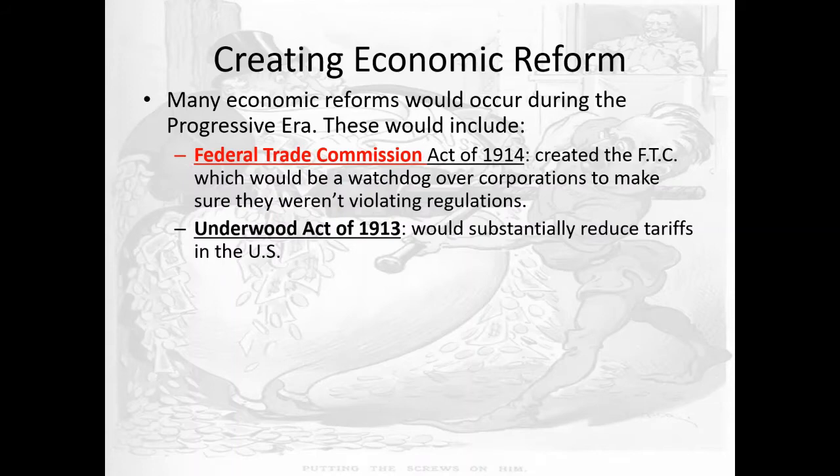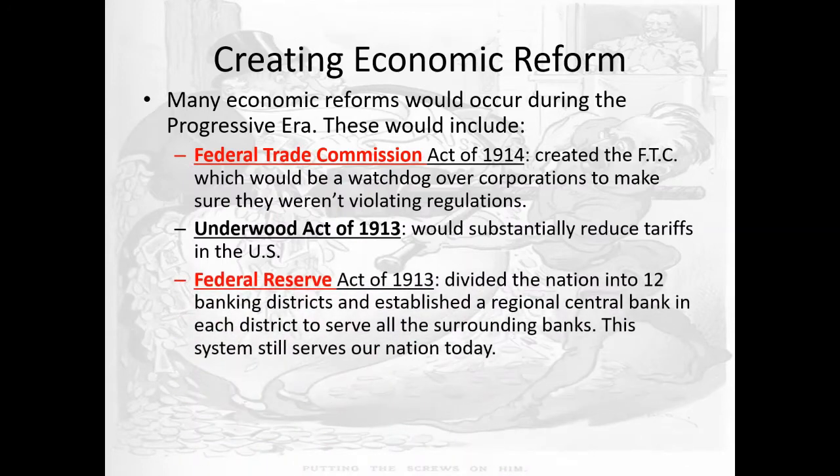Tariffs are taxes on foreign goods, trying to make sure that trade and commerce would flow more easily across borders with other countries. Then we have the Federal Reserve Act of 1913, which divided the nation into 12 banking districts, and established a regional central bank in each district to serve all the surrounding banks. And this system still serves our nation today. The Federal Reserve is very important when it comes to setting interest rates for loans.